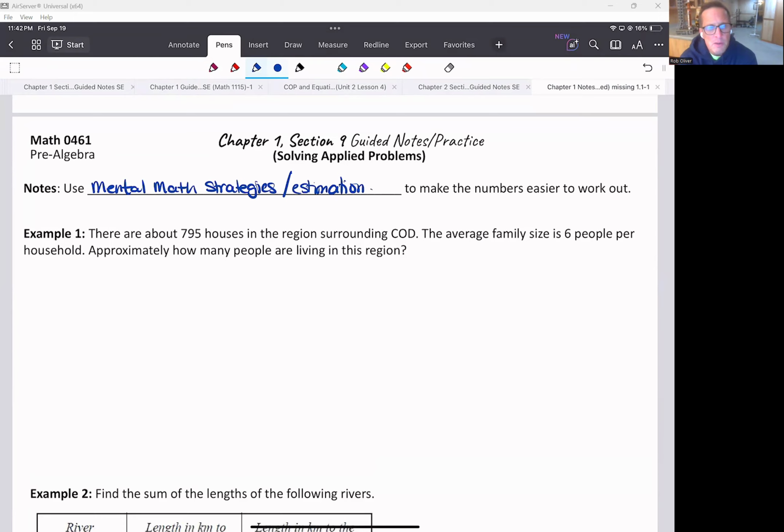All right, so right here for the first example, it says there are about 795 houses in the region surrounding COD. The average family size is 6 people per household. Approximately how many people are living in this region?